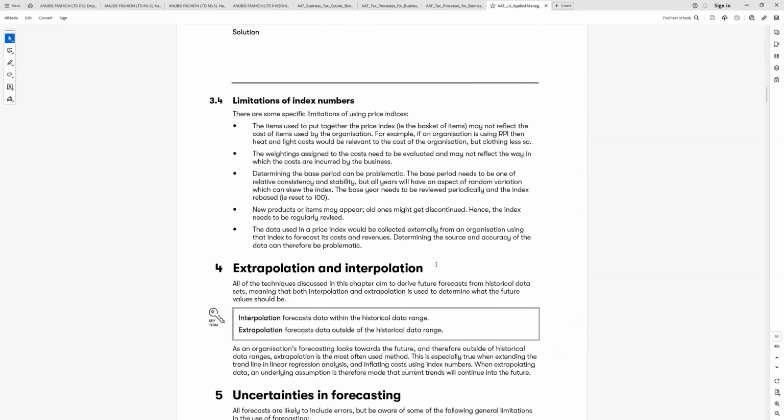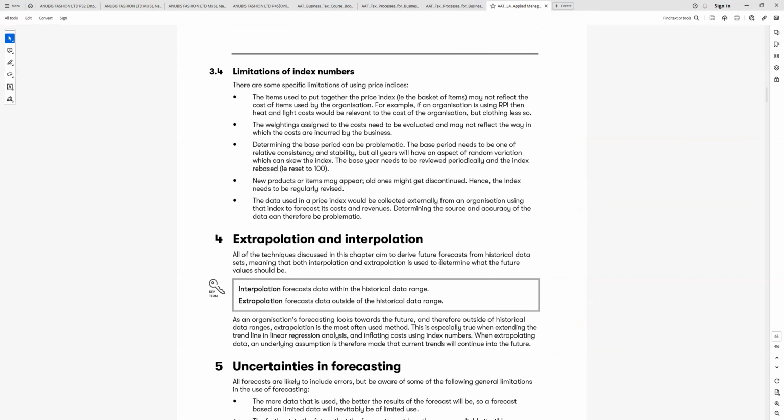The next one is the limitation of the index. Make sure you read that, because it is very common in the exam. They'll ask you a theoretical question, or multiple choice question, or true and false question. For example, the index number puts together all the price indices, but sometimes it is not relevant to the organization. For example, if we have a tea factory, maybe clothing is not important for us in the RPI. So sometimes it is not very relevant to me. That's the limitation. Limitation represents the disadvantage. So make sure you read that.